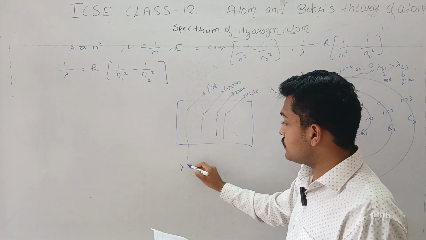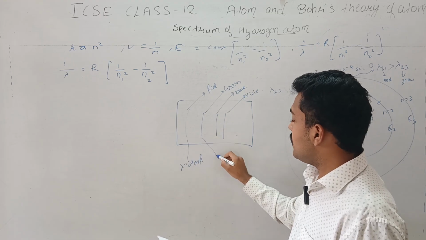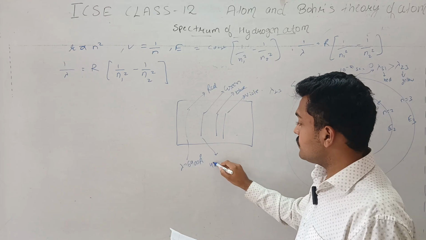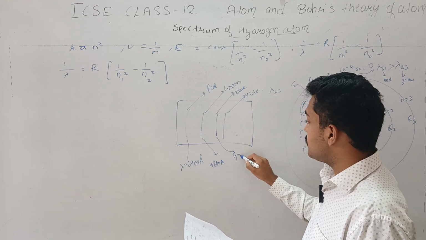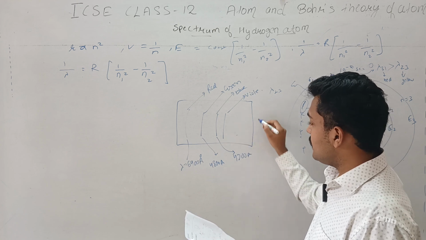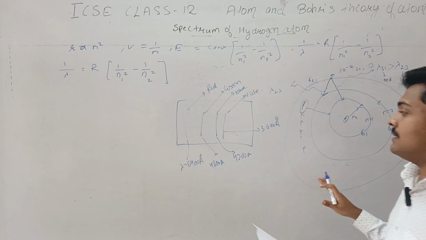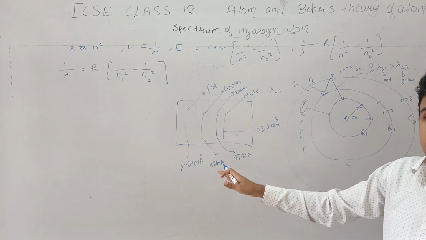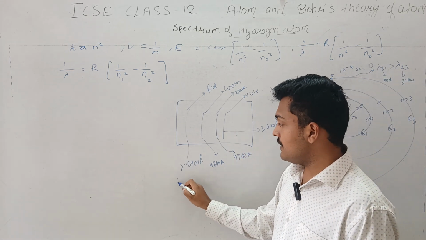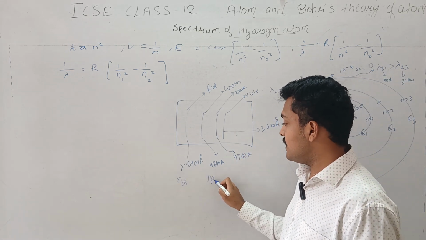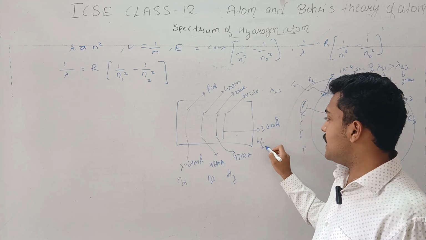Suppose lambda corresponds to around 6900 angstroms for red. For a green color it is around 4800 angstroms. For blue color it is around 4200 angstroms. For violet it is around 3600 angstroms. So these are the different wavelengths corresponding to the different lines of the hydrogen spectrum. The first line we say is the H alpha line, then H beta line. So we have given names to these lines: H gamma, and then this is the H delta line.